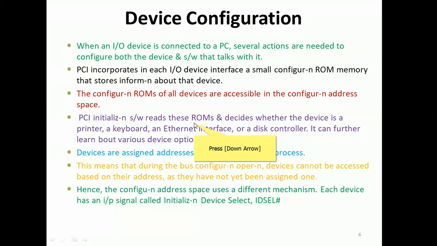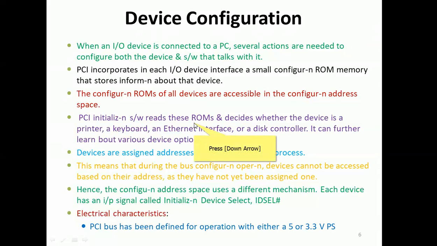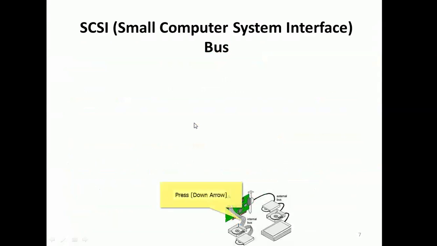Each device has an input signal called initialization device select, that is IDSEL. So those configuration signals will be there. Also the electrical characteristics: the PCI bus has been defined for operation with a 5 volt or 3.3 volt power supply. We saw in the previous diagram the slots and PCI cards, universal cards, 32-bit and 64-bit cards. The standard cards are available in the market, so we can make use of them.